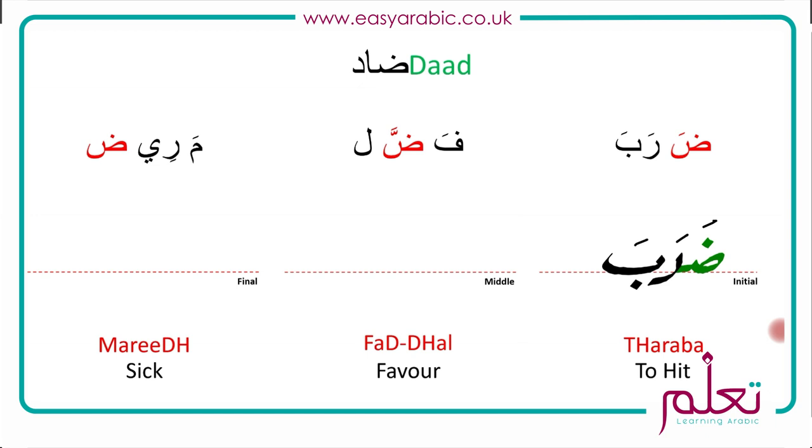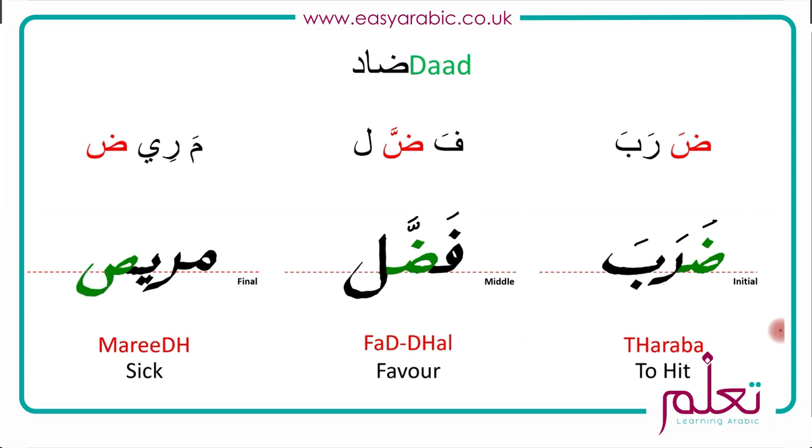Next we have Fadl. We have the Fa, then we have the little dot, then the Lam. It's Fadl. Next we have Murid. That's a Meem. And the Ra, and the Ya, and the Dal. That's Murid.